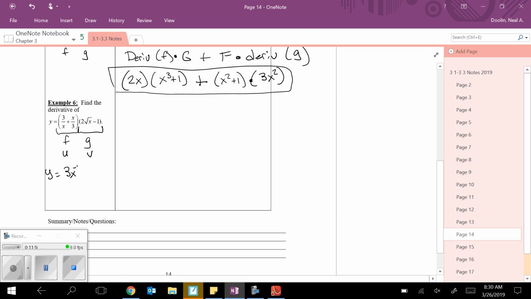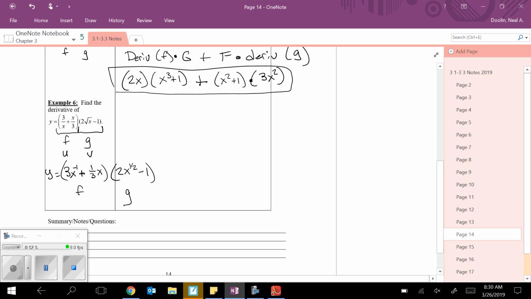Plus, and then you may find it helpful to do this at the start, let's just call x divided by 3, how about let's call that 1/3 x? So that'll be our f. And then for our g, again, I don't want you to work with things in radical form. Let's switch that to exponential. So how about 2x to the 1/2 minus 1? And that'll be our g.